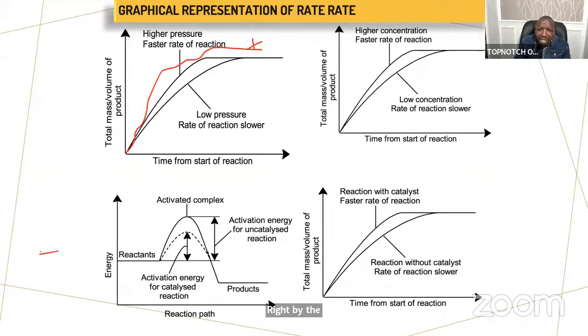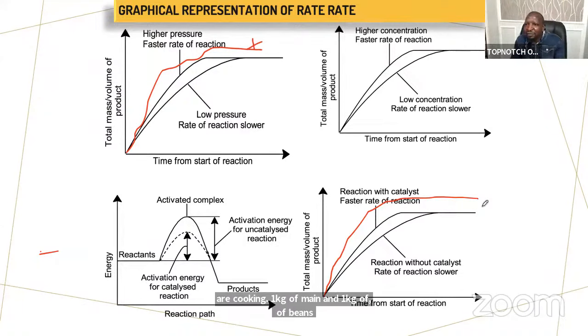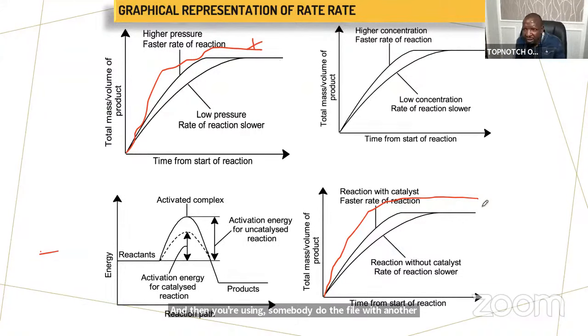Now, whatever I'm saying is that don't draw a curve just because you're talking about a catalyst, and then tell us that because we are using a catalyst, the reaction will be faster, and on top of being fast, it will also produce more of the product. No, it cannot. The product remains the same. If you're cooking githeri using 1 kilogram of maize and 1 kilogram of beans, and somebody is using firewood, another is using a gas cooker, another one is using an electric heater, the volume of githeri you're going to obtain will be the same, because the reactants are the same.